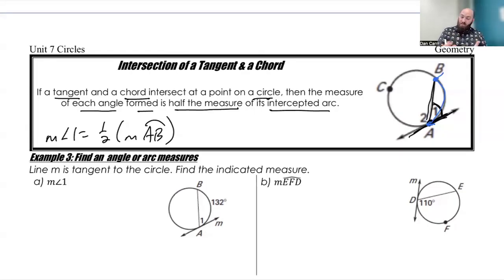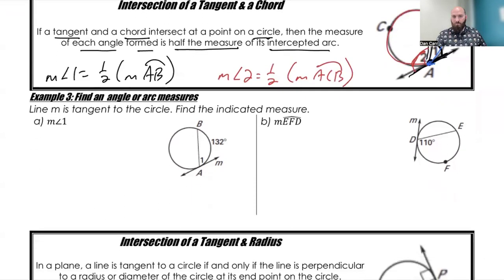Additionally, if I go over here and look at angle 2, that is intercepting this arc, the major arc there. So it works that direction as well. The measure of angle 2 is equal to 1/2 the measure of arc ACB. Okay. So you can do either one. Again, the angle right there is half of that arc is the idea.